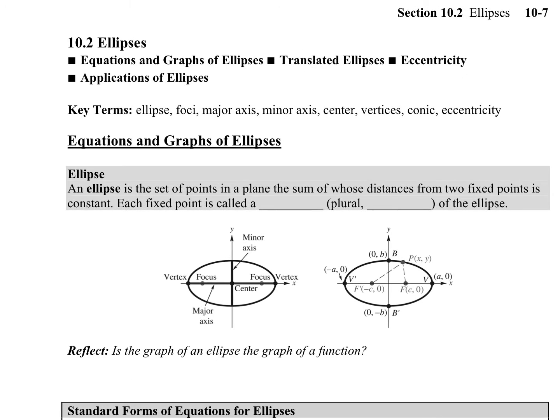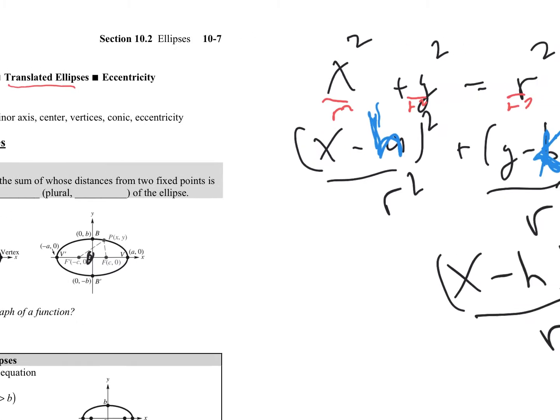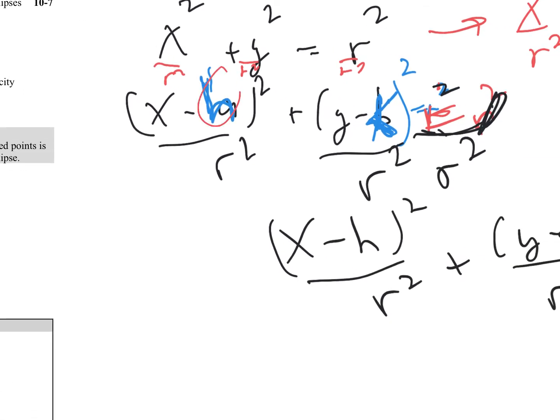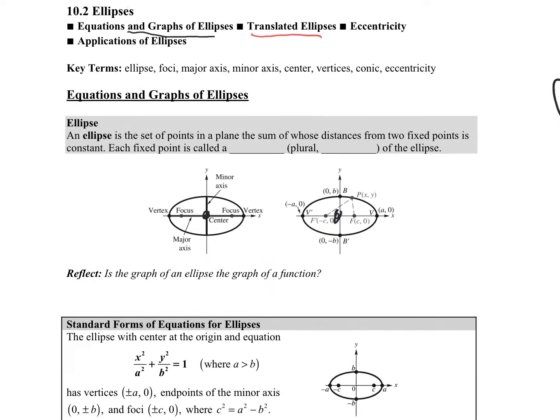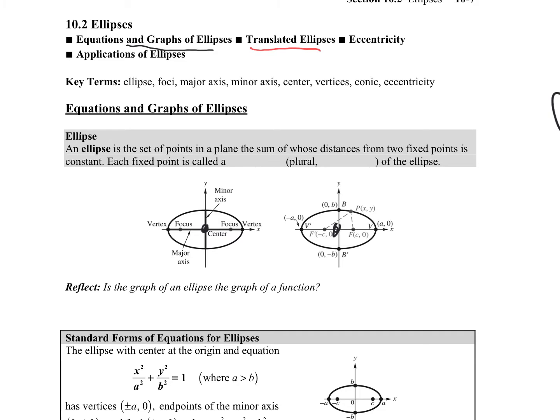Now, we're going to talk about some equations and graphs of ellipses. We're going to start out with the center being at 0, 0, just like we did with circles. And then we are going to translate them. That means we're going to move the center, like how I moved the center of the circle. Same thing. Nothing's new under the sun. Then we're going to talk about a definition of eccentricity. How oval is it, is the question. And I wonder if there's an application of an ellipse, a real world problem.